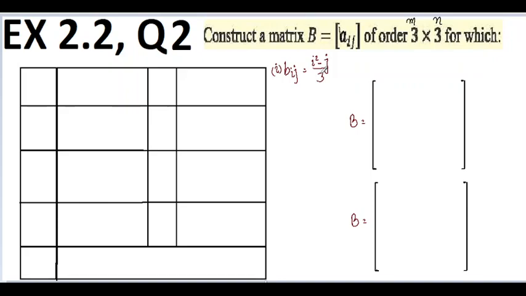Bismillahirrahmanirrahim. We are going to start question number 2 of exercise 2.2, class 11 maths. It says construct a matrix B, okay, here it is written wrongly. It is not Aij, it is Bij of the order 3 cross 3, where 3 is the number of rows and 3 is the number of columns. So there should be 3 rows and 3 columns in the matrix which we have to construct.